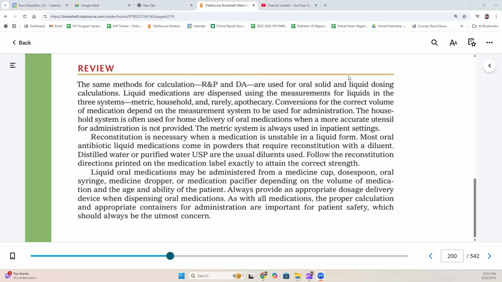Liquid oral medications may be administered from a medicine cup, dose spoon, oral syringe, medicine dropper, or medication pacifier, depending on the volume of medication and the age and ability of the patient. Always provide an appropriate dosage delivery device when dispensing oral medications. As with all medications, the proper calculation and appropriate containers for administration are important for patient safety, which should always be the utmost concern.